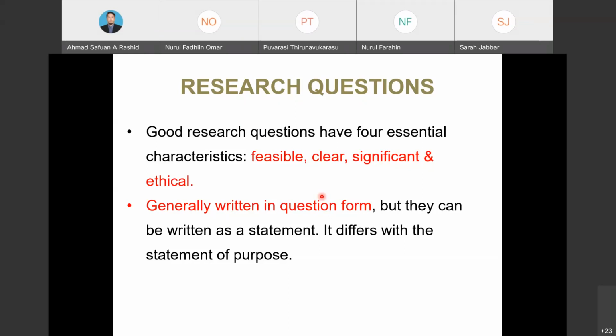A research question is generally written in question form, but it can be written as a statement. So it differs from the statement of the purpose. I have discussed the research problems, where normally we put them in a statement, not in question form.